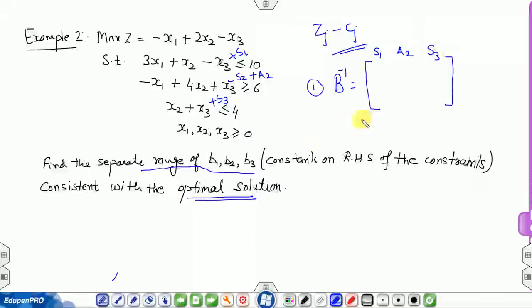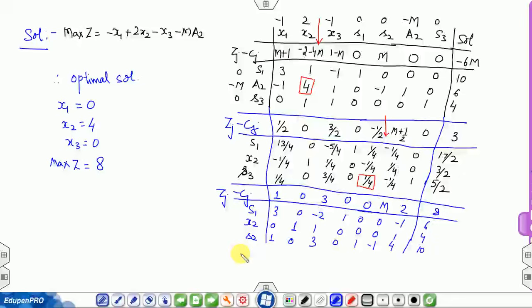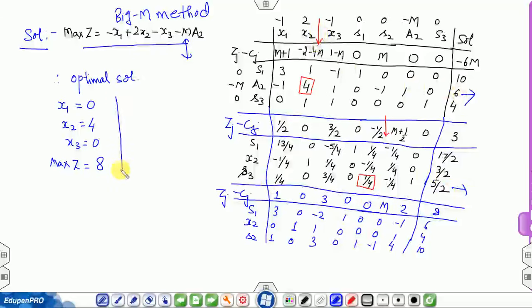Firstly you have to construct the optimal simplex table of this problem by using the big M method or two-phase method, and then from the optimal table you can compute the value of the B inverse. So look at that. Now the objective function is this. If I use the big M method, since the problem is maximization, I add the minus of M. So you can enter this, you can leave this, and so on. So this is the final optimal table, and the optimal solution is this one.